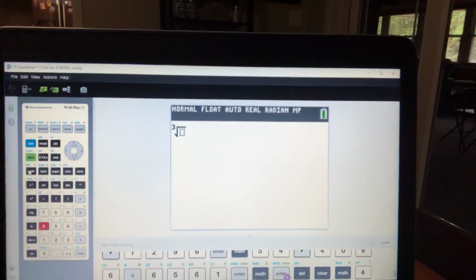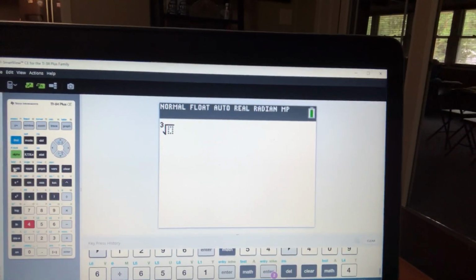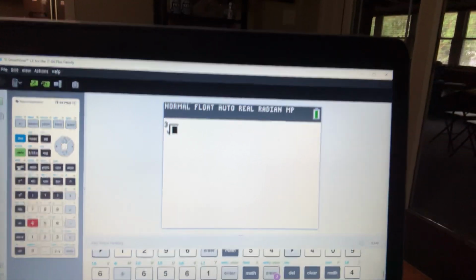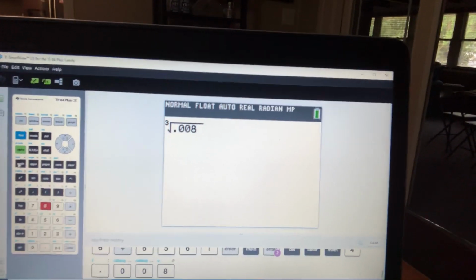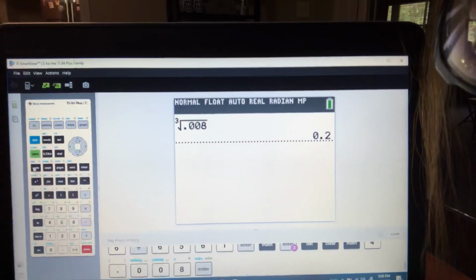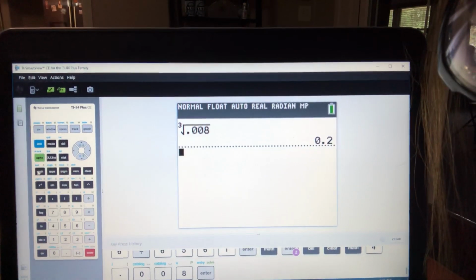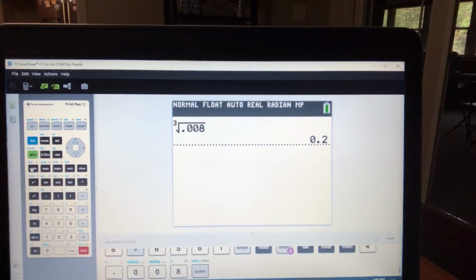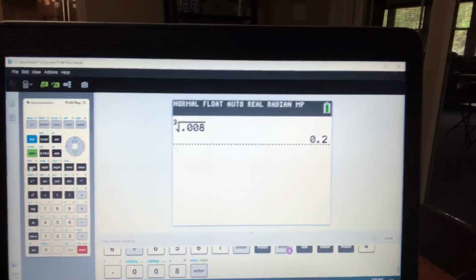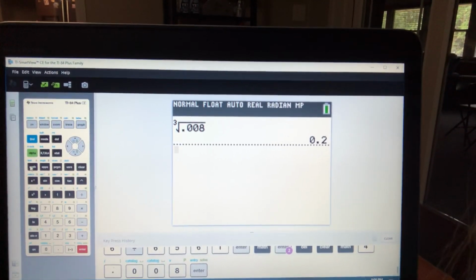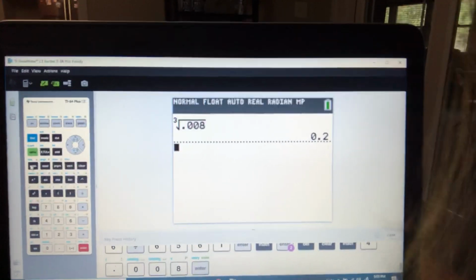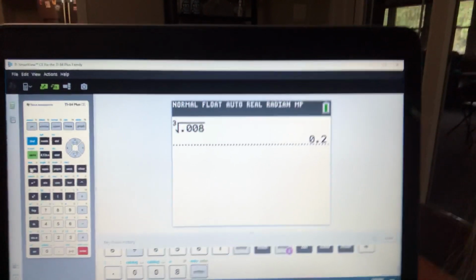That's a cube root. So go ahead and put the number in there, which was 0.008, and enter. So your answer should be 0.2. All right. So because it's a cube root and the 3 is an odd number, that means there is only one answer. So for that question, you're going to put down 0.2 as your answer, and that's it.